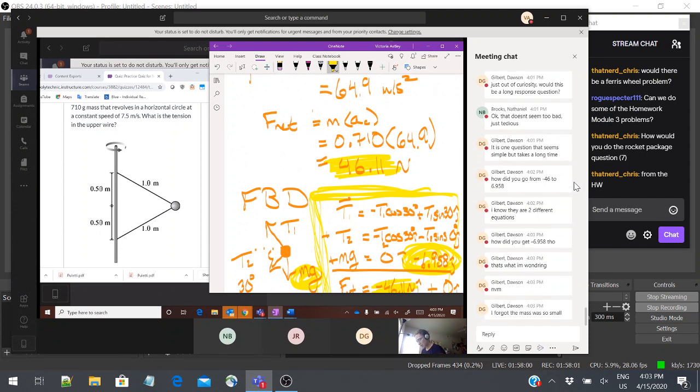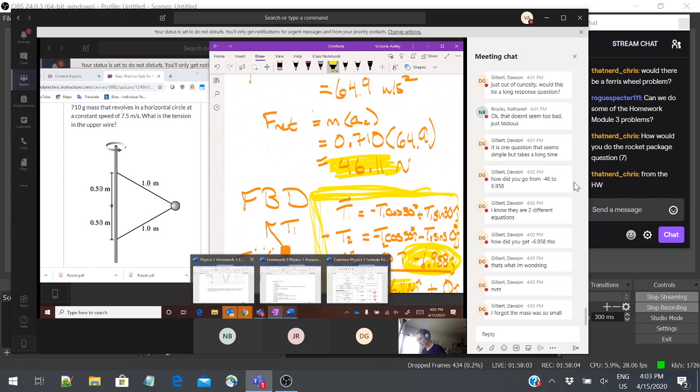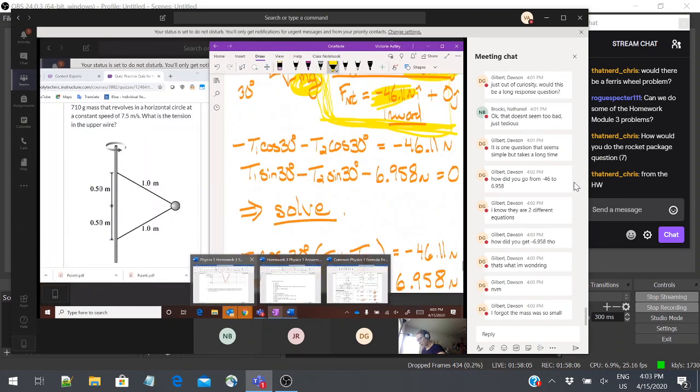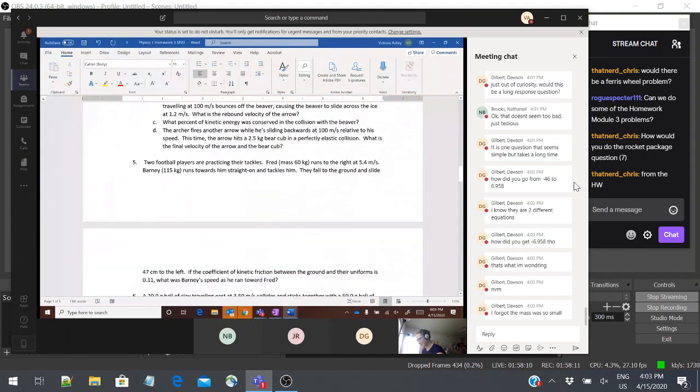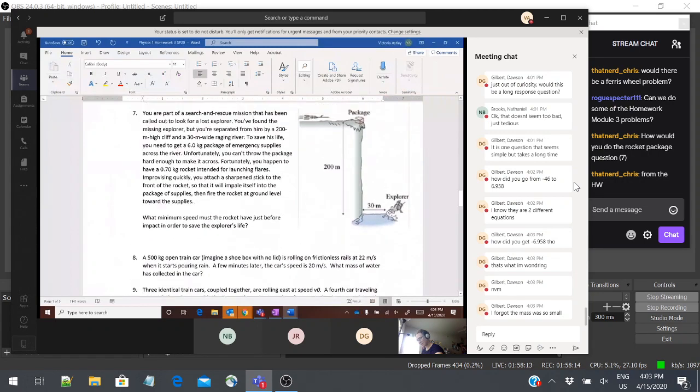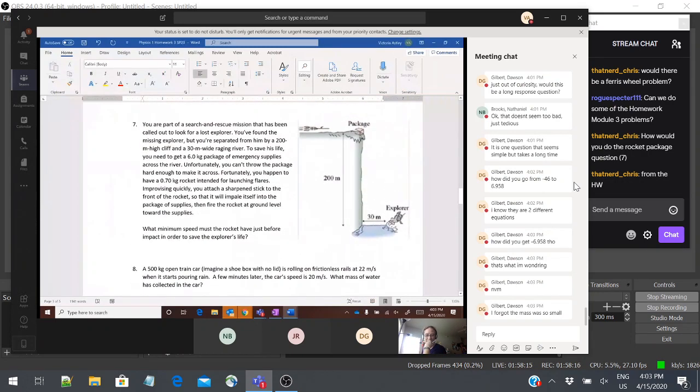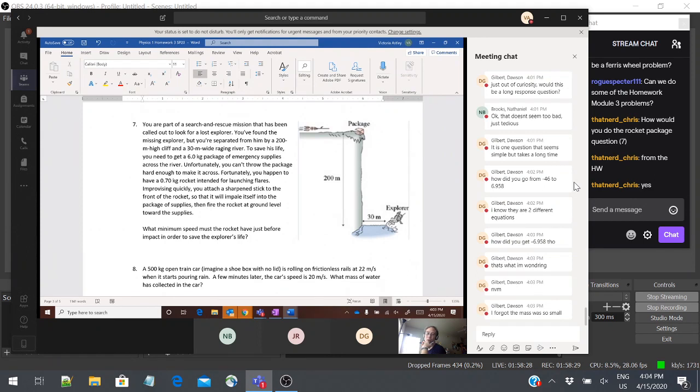Okay, rocket package. I think, Pablo, you and I have talked about the rocket package a couple times. Is it this one that you're talking about? Number 7. Yeah, the mass is really teeny. Tell me what you were thinking. If you were not thinking anything, tell me what concept you think it is. It might be more than one concept.